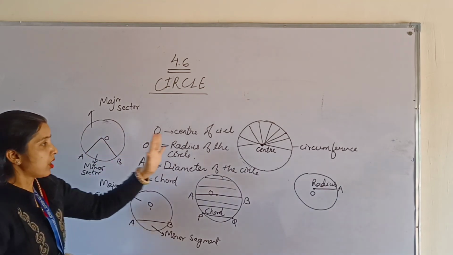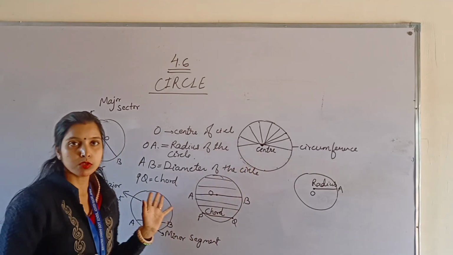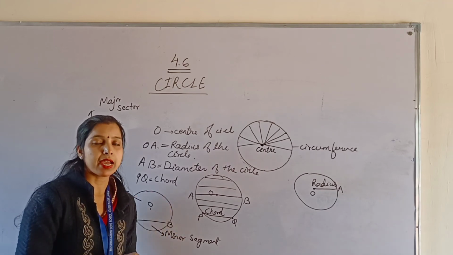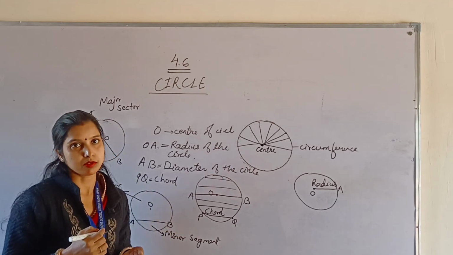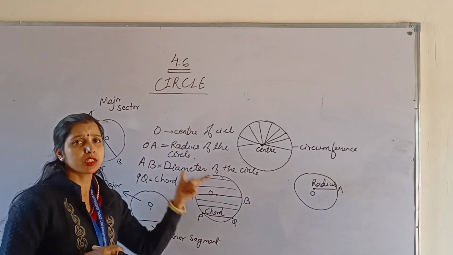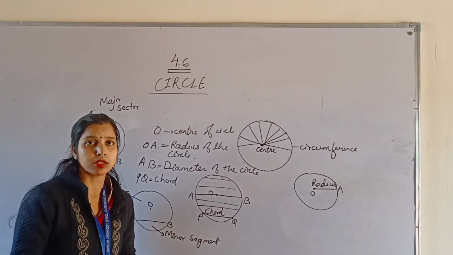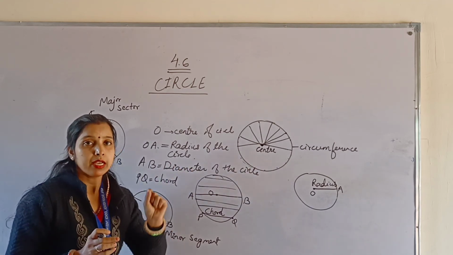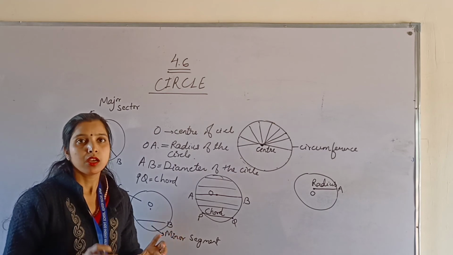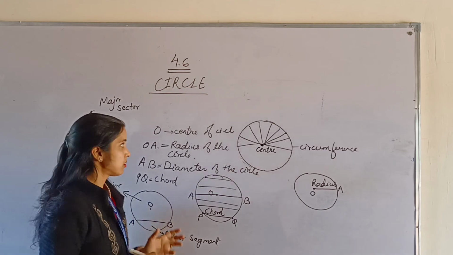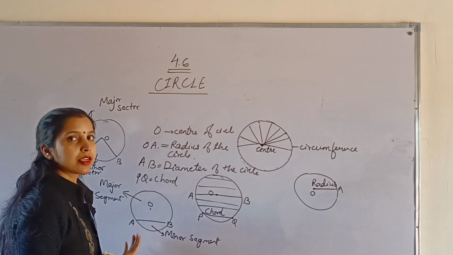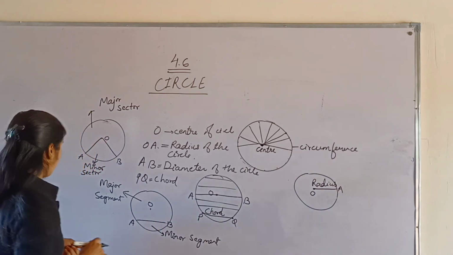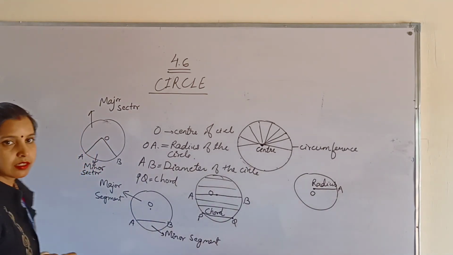So I have told you so many terms of this chapter, circle. You draw the pictures, draw the diagrams, and then try to find out these terms. Which one is the radius, which one is the diameter, which one is the center, what is called the circumference. You should always know the fundamentals of any topic. Whatever the topic is, you always start from the fundamentals. These fundamentals you should know first, then you can move forward. So now let's start some questions.